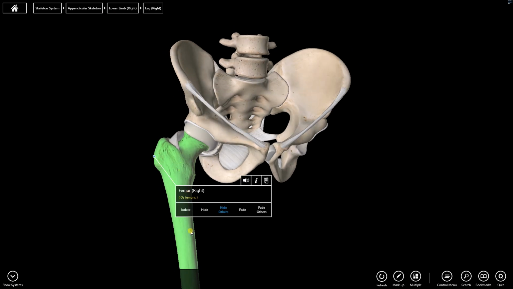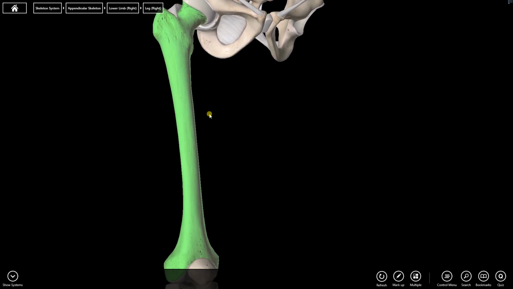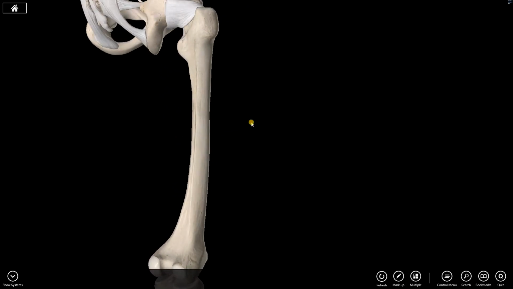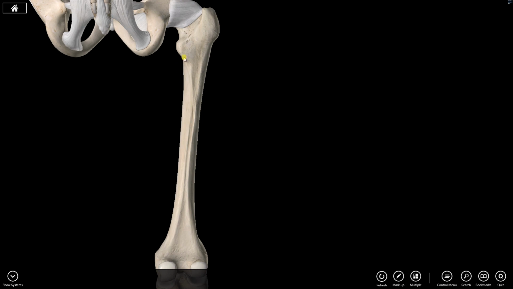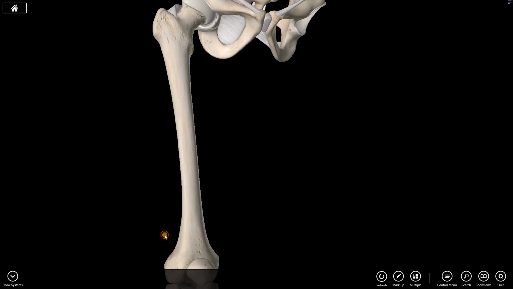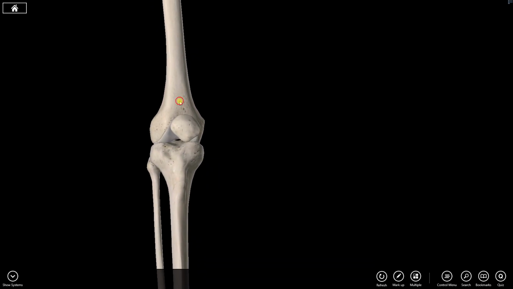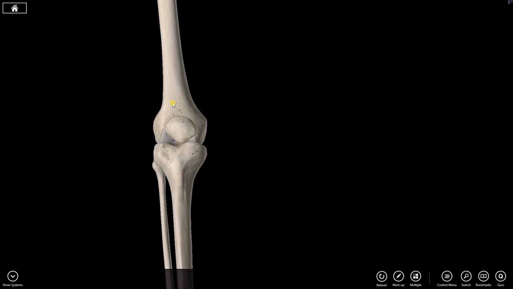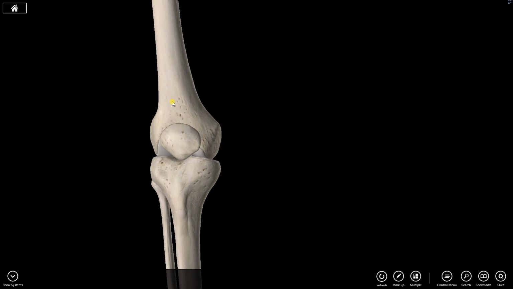Okay, and then we have, pretty basic, the shaft of the femur and the linea aspera, which is on the posterior aspect of the femur, and you can see it's this kind of vertical groove, and it's a rougher surface allowing for muscle and ligament attachment. And then finally, moving inferiorly on the femur, we have the condyles, which I'll be talking about.